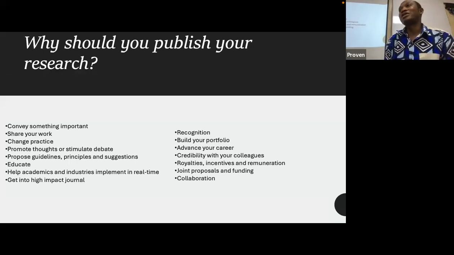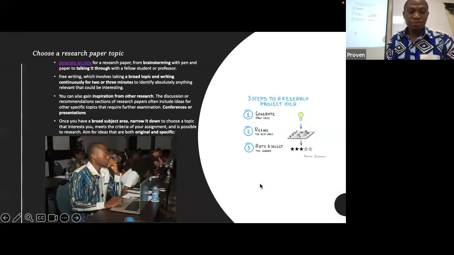And then at the end of the day, it advances your career because most of the people now look up to your works and they know that your ideas or your concepts are right. Then also credibility, and also it helps you when you are looking for funding or collaboration. They want to look at what work you have done before you come on board to meet other peers.